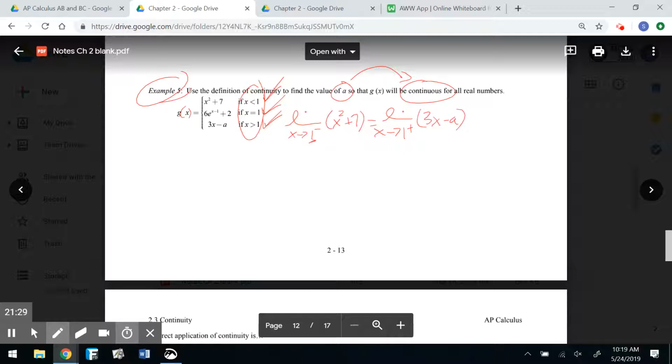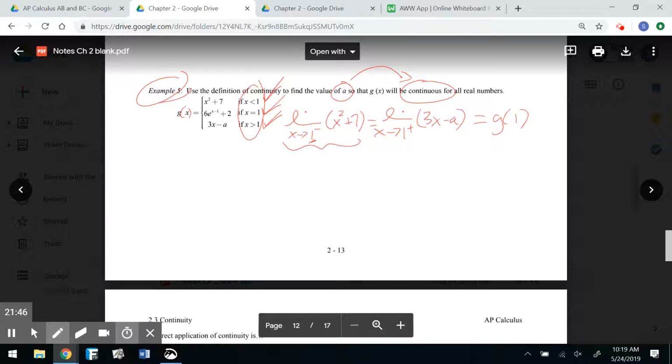3x minus A. And that has to equal the function value. The function value, so we'll just write g of 1 here. But what am I going to use for g of 1? Hopefully you're like, oh, shoot. You're not going to use either the top or the bottom. You're going to use the middle guy. That's what I'm talking about. I don't think it could get more fun.